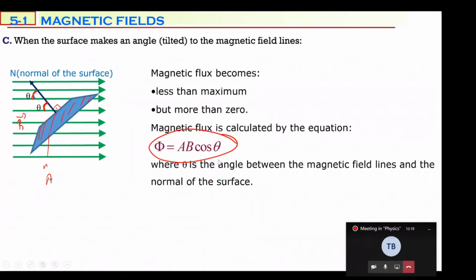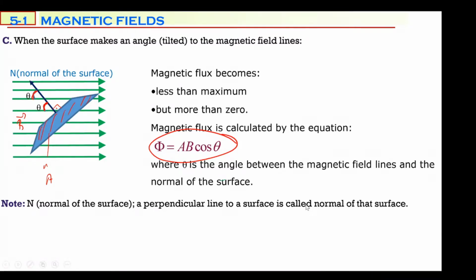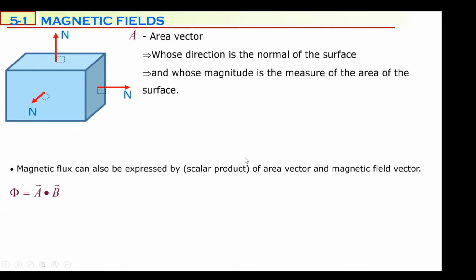So this theta is the angle between the magnetic field lines and the normal of the surface. And note that the normal of the surface is a perpendicular line to a surface. It's called the normal of that surface. I explained that one. Any line which is perpendicular to a surface is called the normal of that surface.